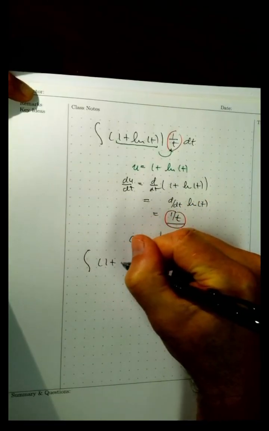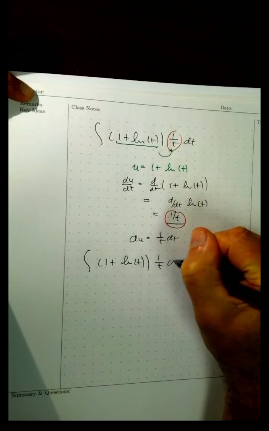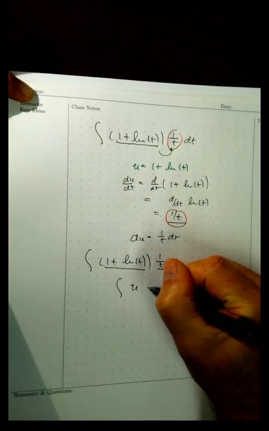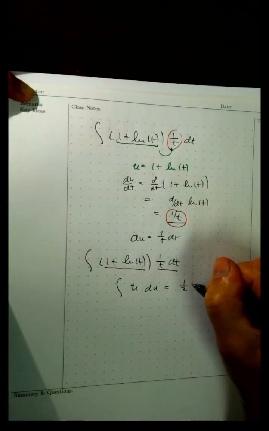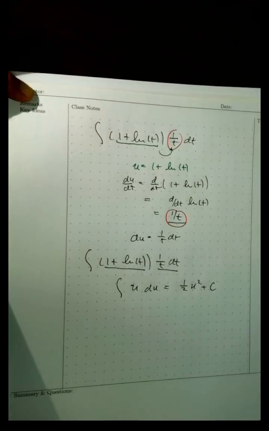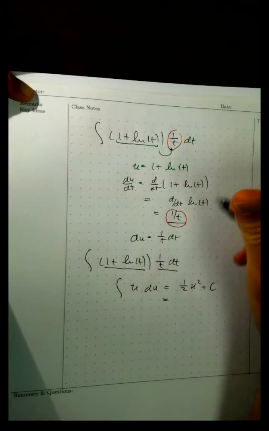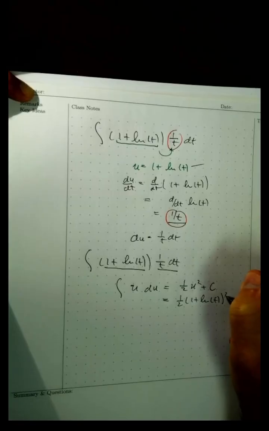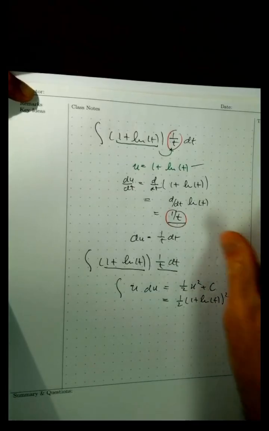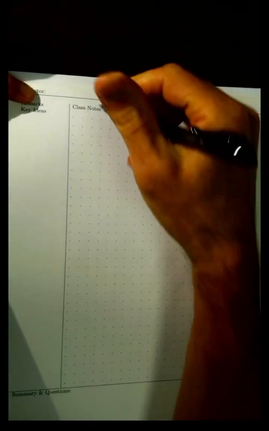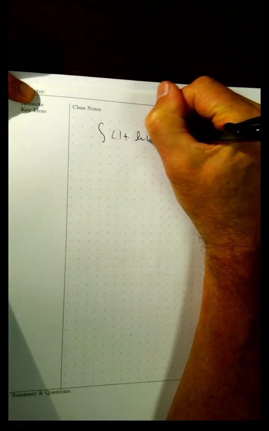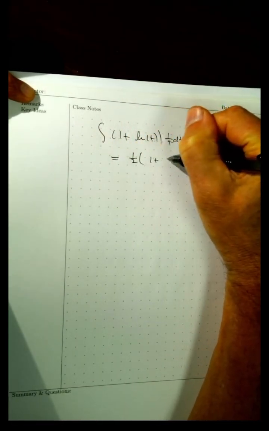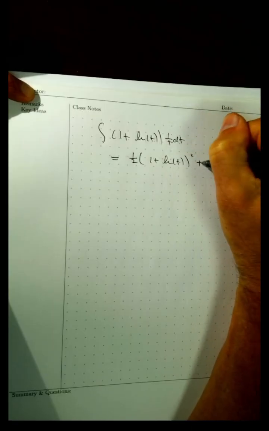So this integral, 1 plus log of t times 1 over t dt, is the same thing as looking at, well, there's u, there's du. So I'm going to get 1/2 u squared plus c. And now, going back to my definition of u, that's 1/2 the quantity 1 plus log of t squared plus a constant. And I can check my work here. So what did we just say? We said that the integral of 1 plus log of t, 1 over t dt, we claim is 1/2 the quantity 1 plus log of t squared plus c.